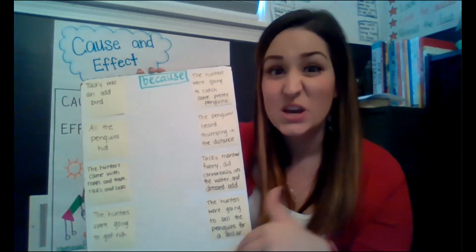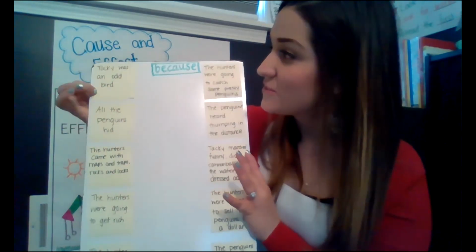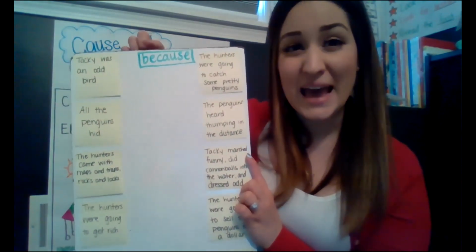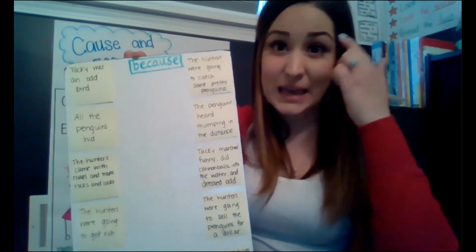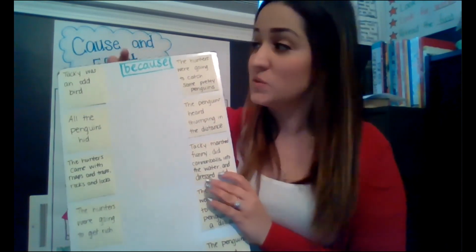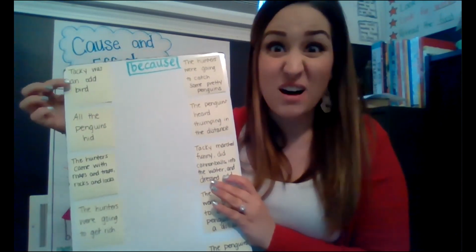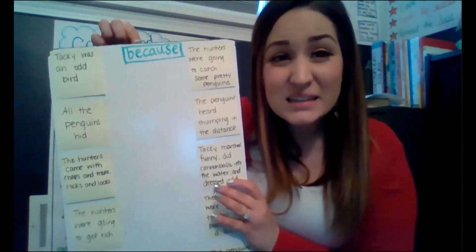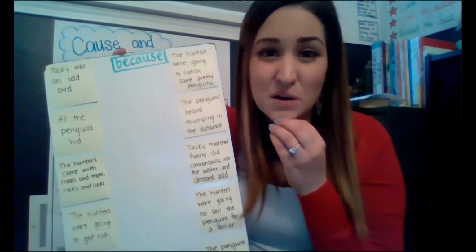So if I take a look at this first one, it says Tacky was an odd bird. So I want to add the word because so that I can think about what the cause of this is. Tacky was an odd bird because what made Tacky so odd?